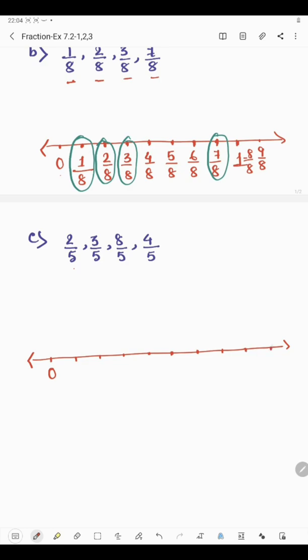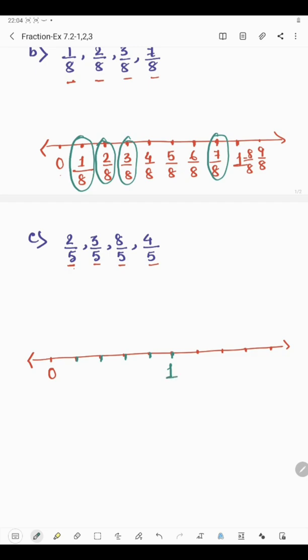This way we will have to mark the points at equal distance. Now here we can see that in all the denominators we have 5. So that means we will have to divide the line into 5 equal parts. That means when you put 5 parts together, you will get 1. So 1, 2, 3, 4, 5.